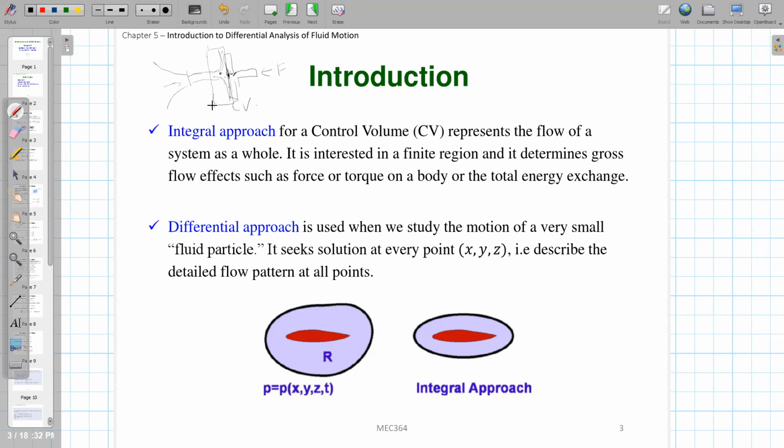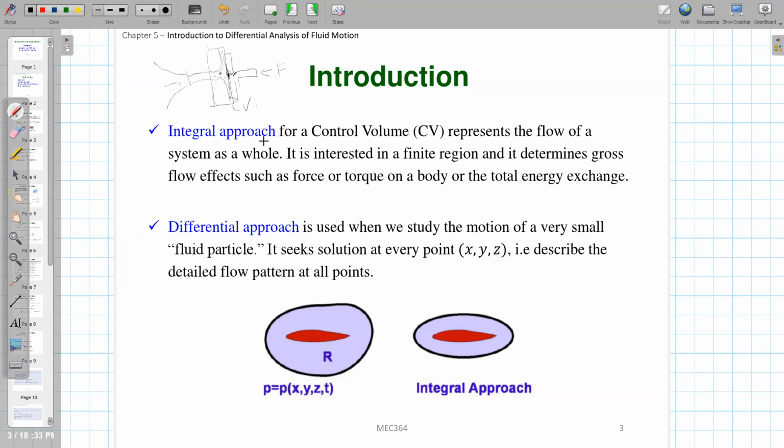In other words, since in this integral approach we think about the whole control volume and analyze it as a whole, we are not able to know the flow properties at a specific point inside. The only thing we can get is the gross flow effects, such as the force or torque at the boundary of this control volume, or the total energy changes. So this is the limitation of the integral approach.